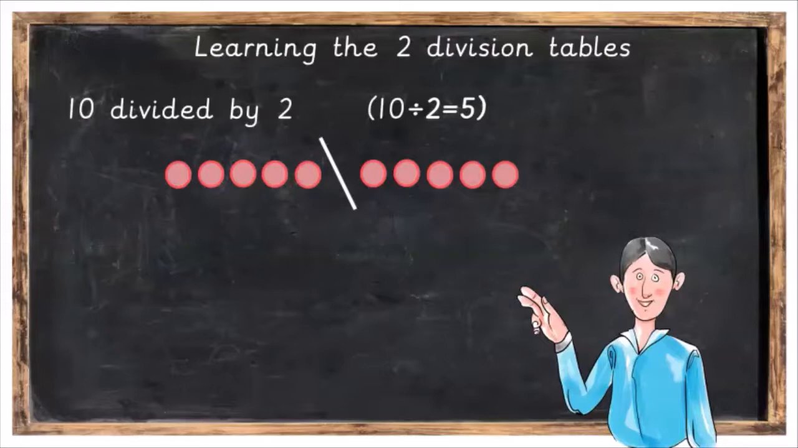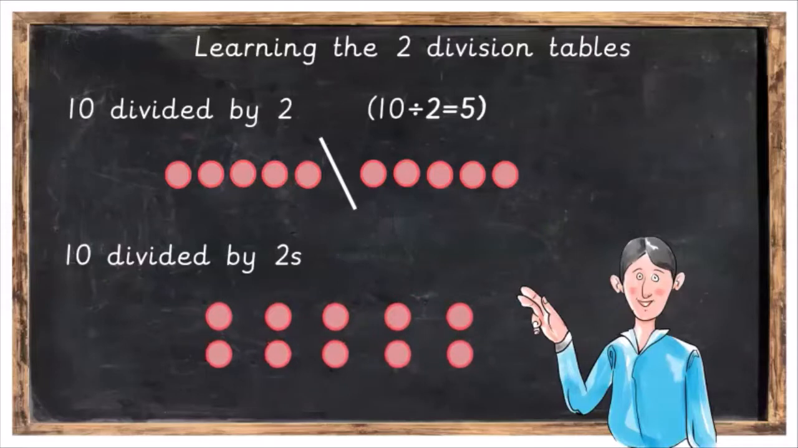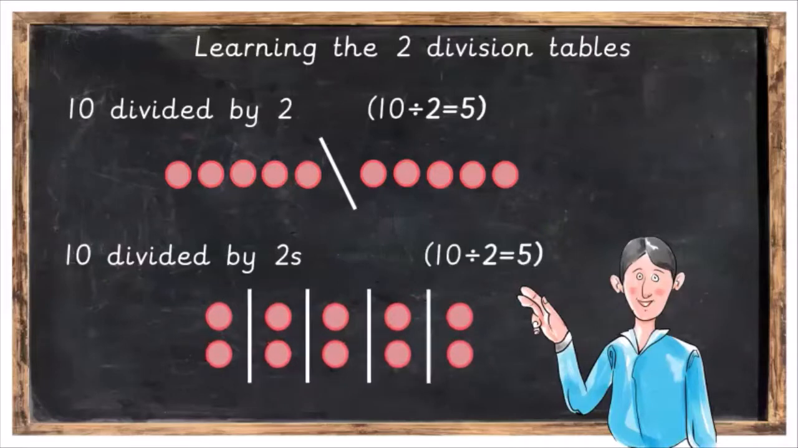The other way of saying it is also 10 divided by 2, but really what we're doing here is we're getting 10 and we're dividing it into 2s. So there are 2s there, and as you can see we also have 5 2s in there, and we write that by saying 10 divided by 2 is equal to 5 also.